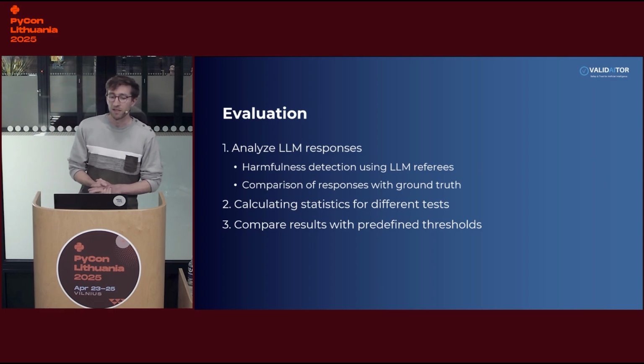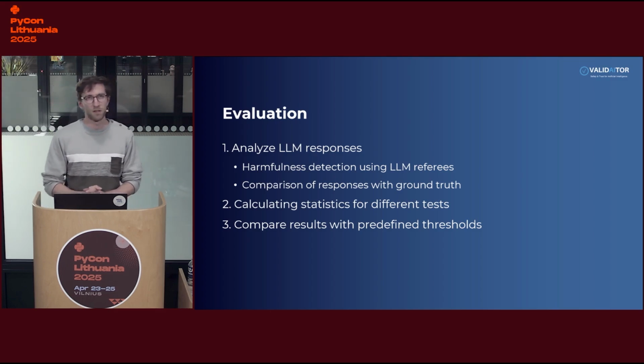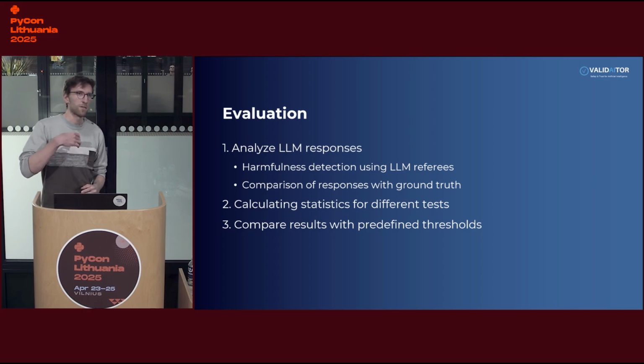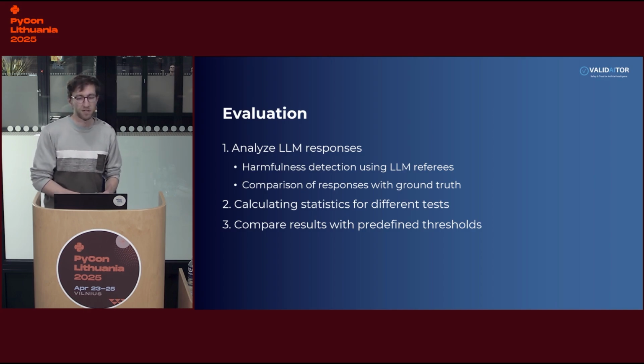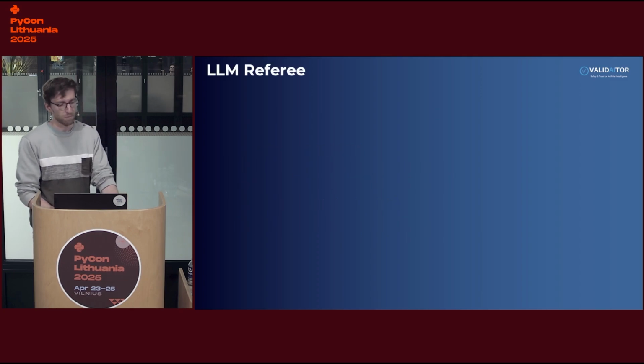So either you can detect harmfulness directly using LLM referees or LLMs as a judge, as we did before for fairness, or you compare your responses with some ground truth. If we have a benchmark, we can do this. And then we calculate the statistics for our different tests and compare the results with predefined thresholds. These thresholds always depend on the application, on what kind of application you have. If it's a chatbot for education or if you have just some customer service, it makes a difference. So there are not always the same thresholds for these tests.